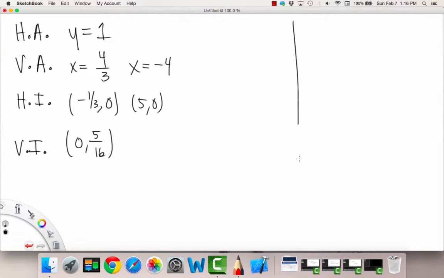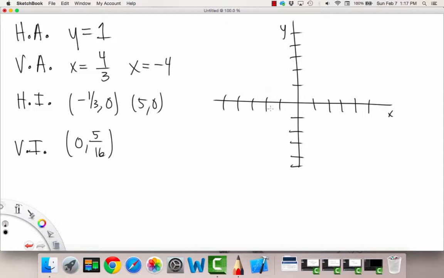Let's do the points first. So we have something like this, x and y, and we have to go all the way up to 5. So 1, 2, 3, 4, 5, on each side, in each direction. Okay, so let's graph the points first.